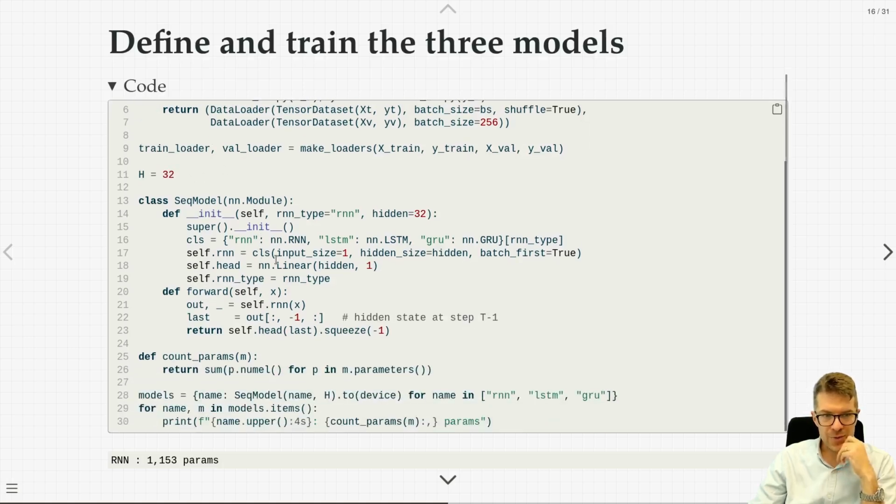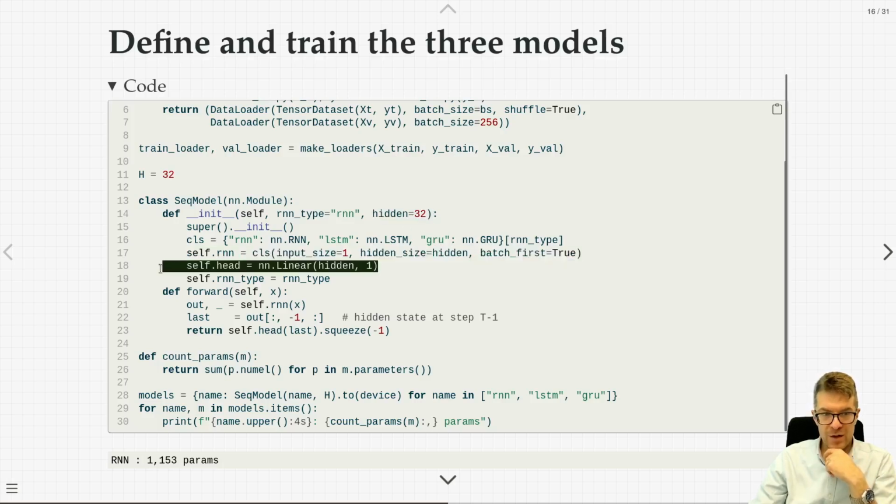We create our sequence models. We have RNN, which is our vanilla RNN from PyTorch. We have LSTM, which is our LSTM model from PyTorch. And we have our GRU, which is our GRU model from PyTorch. And we can define each of them. We define them with our input size, which is just 1. It's a scalar variable we're tracking. We have our hidden size, which we obtain from our hyperparameter.